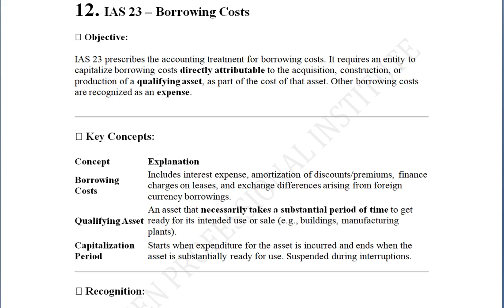And then we have all these manufacturing plants. It also takes a substantial number of years to get them to their intended use or for sale. So please take note of that. Qualifying assets are assets that take a substantial period of time to get ready for their intended use or for sale.